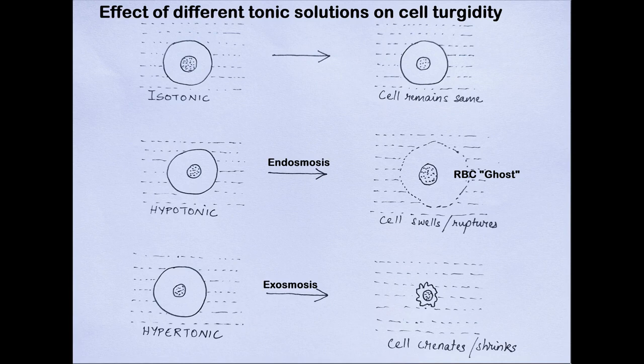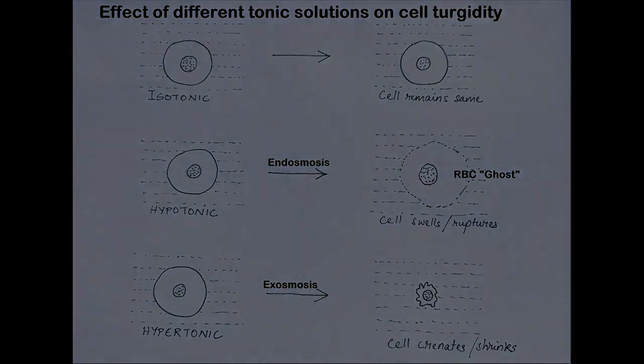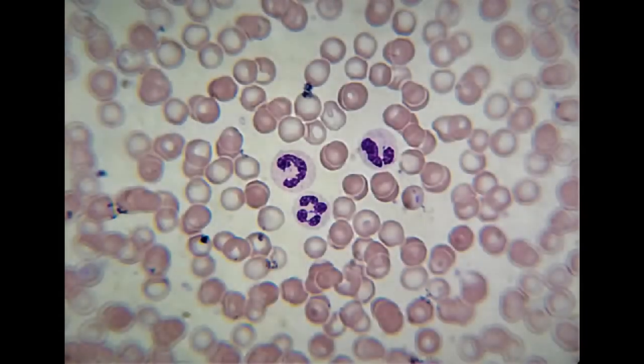And finally, if cells are placed in a hypertonic solution, the cells will shrink as there is a net movement of solvent from the cells to their external surrounding. This process is known as exosmosis. In this experiment, we're going to make use of an animal cell, namely human red blood cells, to demonstrate the effect of the three types of tonic solutions on cells.